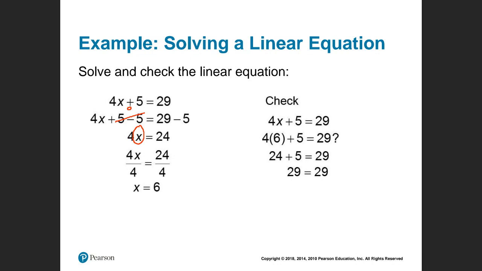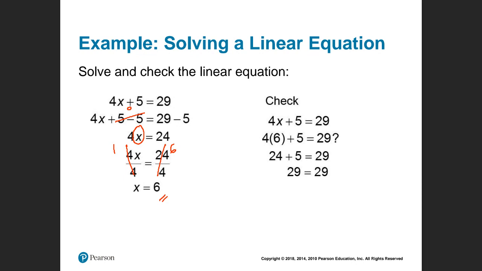So we have to divide by 4. Look at the constant in front of the x. The coefficient of x is 4, so we have to divide by 4. 4 divided by 4 becomes 1. If you divide by 4 on the left side, you have to divide by 4 on the right side. So 24 divided by 4 is 6. So x equals 6. We got the answer x equals 6.